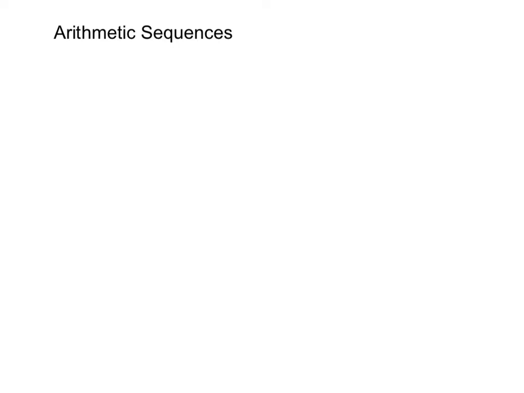Hello class, this begins our unit on sequences and series. We have basically two types of sequences and series: arithmetic and geometric. One is created by adding numbers and another one is created by multiplying. Now in this first lesson we are just going to look at the arithmetic sequences, and the arithmetic sequences are created by adding numbers.